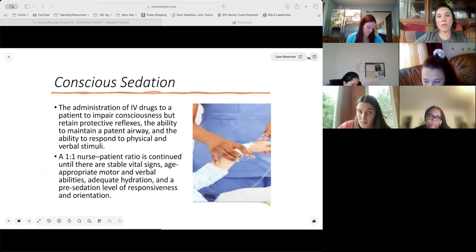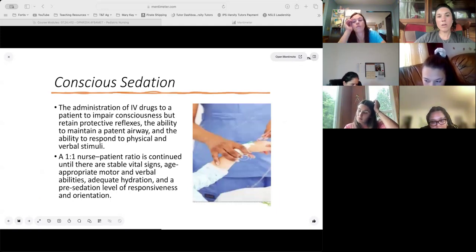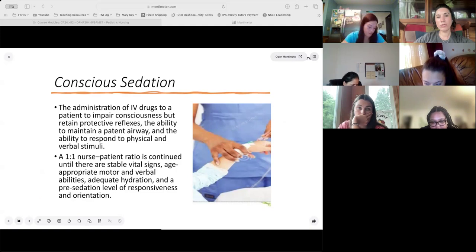With conscious sedation, we like to use this for procedures that happen outside of the operating room. And this is where we are giving IV drugs to impair the consciousness so our patients don't remember the experience, but they're still able to maintain those protective reflexes. So they can keep their airway intact, they can respond to directions, they can still move their body, but they're not going to remember the experience.